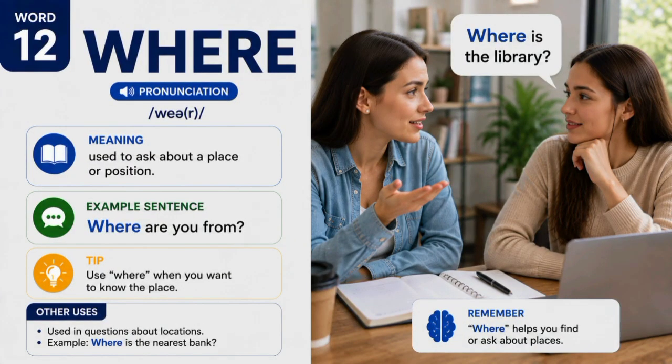Number 12 is where. It is used to ask about a place or position. For example, where are you from? Use where when you want to know the place. It is used in questions about locations. Example, where is the nearest bank?